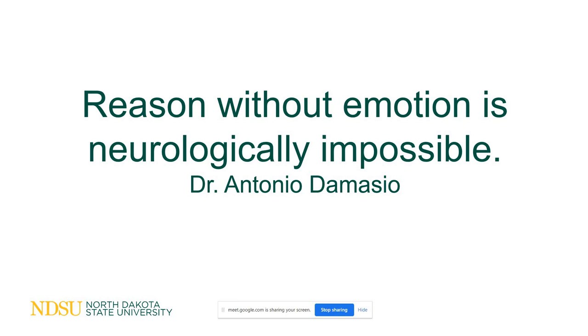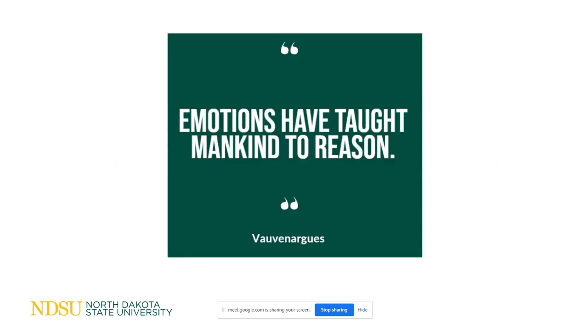So this is true according to Dr. Antonio Damasio: emotions have taught mankind to reason. Okay, if we have emotion, we will have a reason to do things. Like if you want to earn money, you have a reason to do the job. Otherwise, you won't come out from your home, because you have to earn for your family. So you have emotion for your family, that you have to serve your family. So emotions have taught mankind to reason.